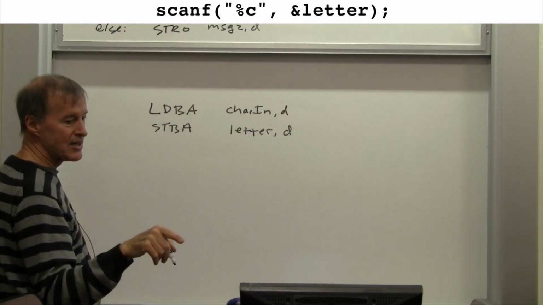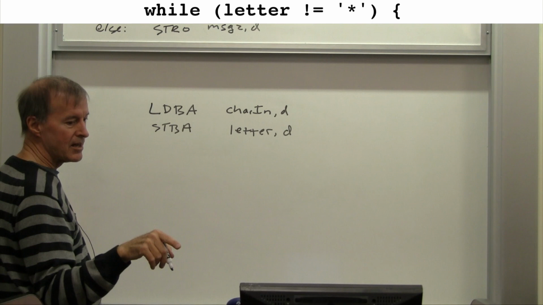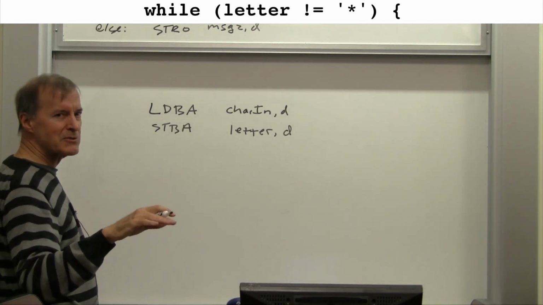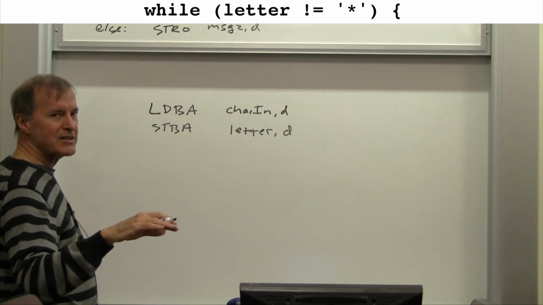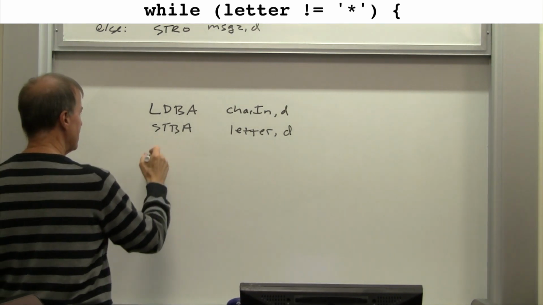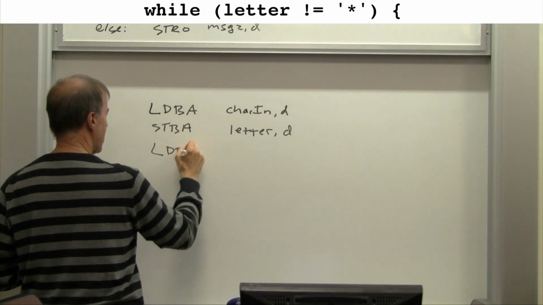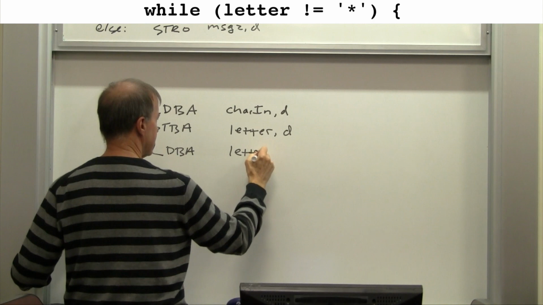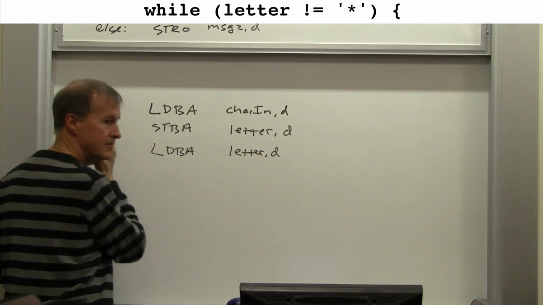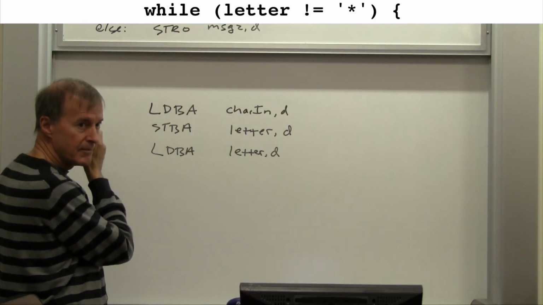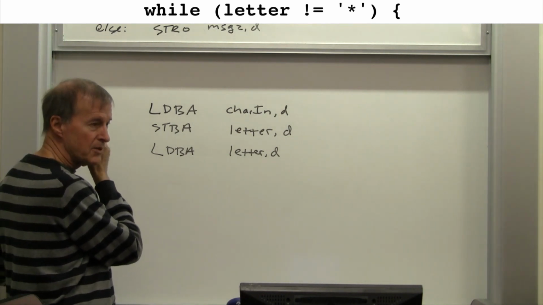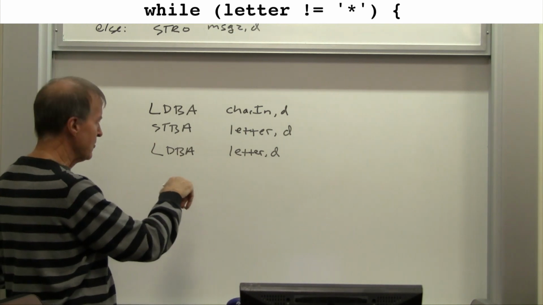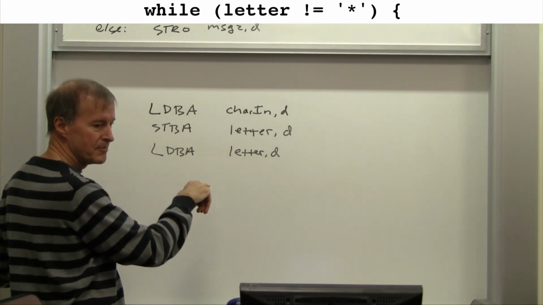And now how will we do the test? While letter is not equal. Now let's do a non-optimized version. From now on, sometimes we'll optimize, sometimes we don't. So what would we do? Load byte accumulator, what? Letter, addressing, letter D. And then what? We will need a symbol to branch back.